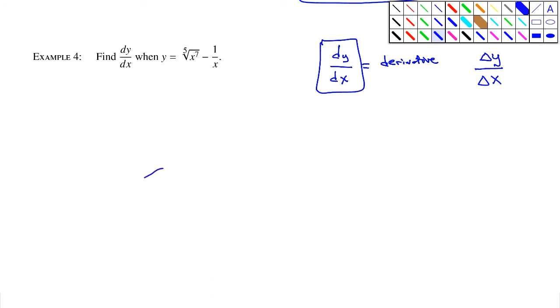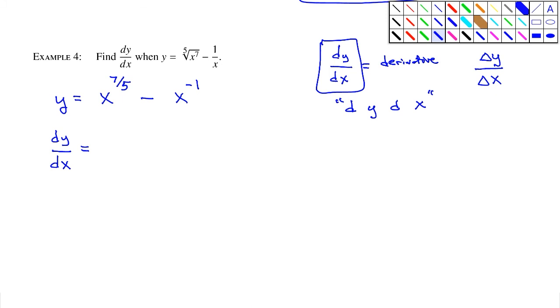So first, we're going to rewrite y as x to the 7/5 power minus x to the negative 1. And then dy dx. Also, there's another thing about how you read this. It's just dy dx. You don't think of it as a fraction when you read it. You don't say dy over dx. It's just the 4 letters. Dy dx. And then that's it.